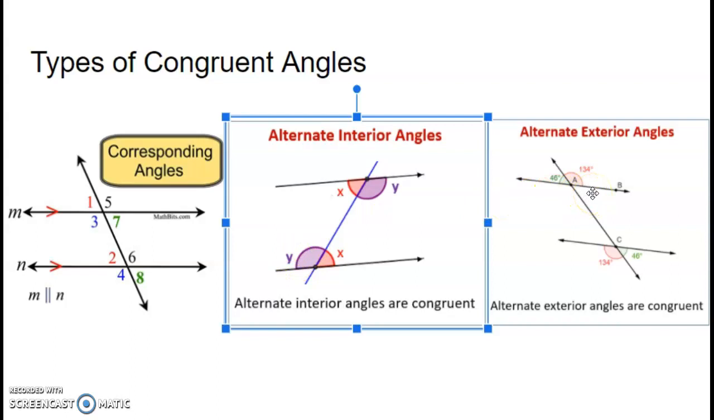Likewise, the alternate exterior angles are also congruent. Same thing, opposite sides, alternate, right? So here's the two parallel lines and the transversal cutting through. And then we have on the outside of the parallel lines, on the opposite sides, those are also congruent. So we have the red angles, 134 degrees, both of them, and the green ones are both 46 degrees.